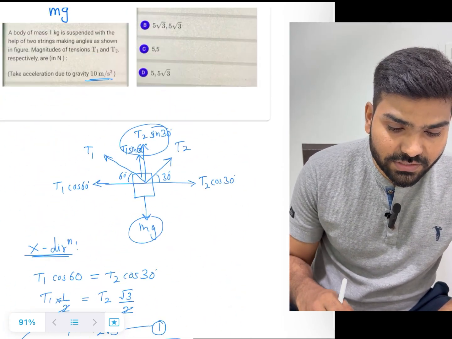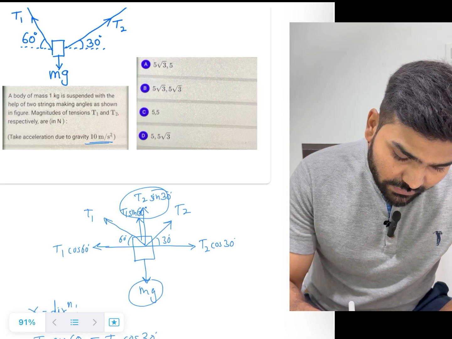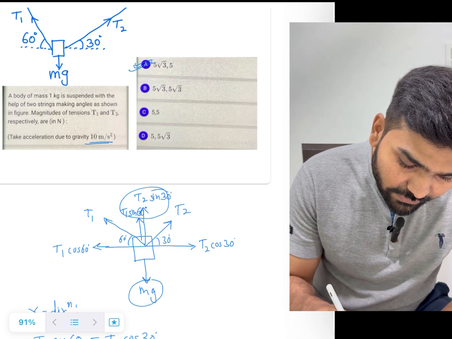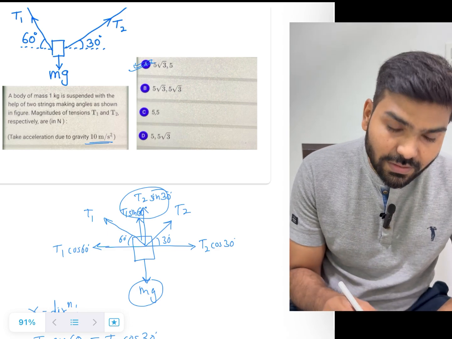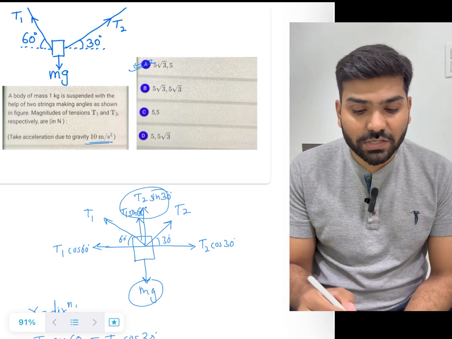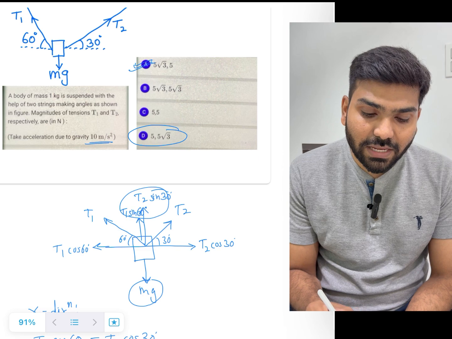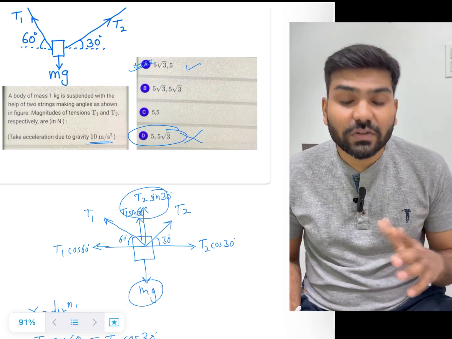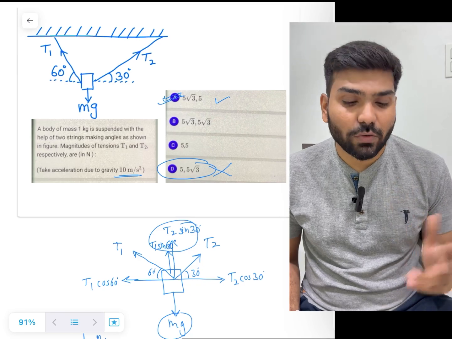If we check the options, T1 is 5 root 3 and then T2 is 5, so option A is the correct option. Now please be careful while marking over here, because there is one more option like this. So this is not the correct option. This one is the correct option. Make sure which one you are calculating first, T1 or T2, and then mark accordingly.